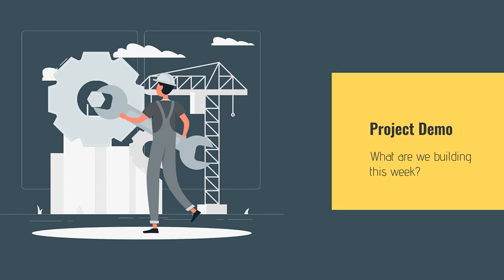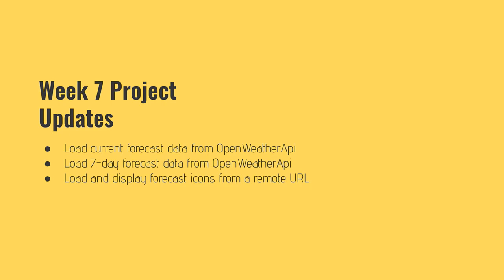So for our week 7 project demo, what are we going to be building? Well, we're going to be focusing on 3 main things. We're going to be looking at how to load current forecast data from Open Weather Map API so we can actually see what the weather is in our entered location. Then we're going to load the 7-day forecast data from Open Weather Map API, again from that same entered zip code location. And then finally, we're going to load and display forecast icons from a remote URL so that our list items actually show icons relating to what that current weather looks like.